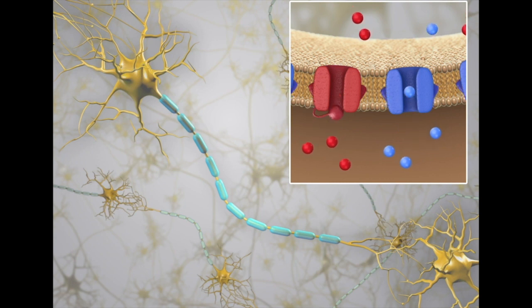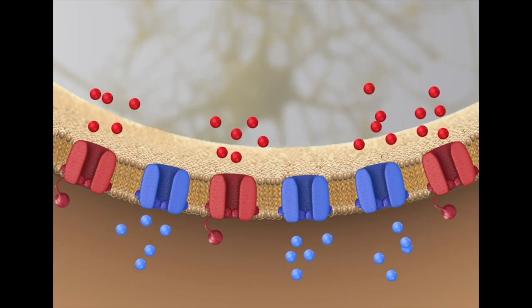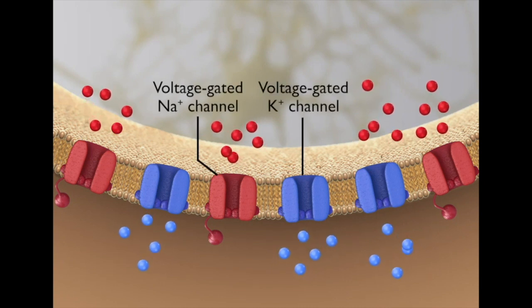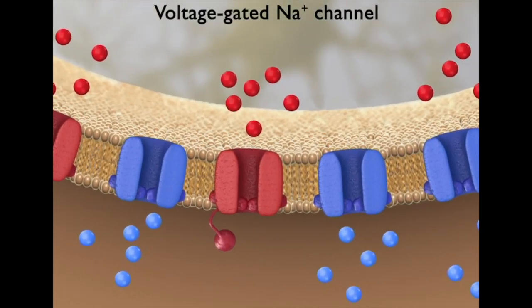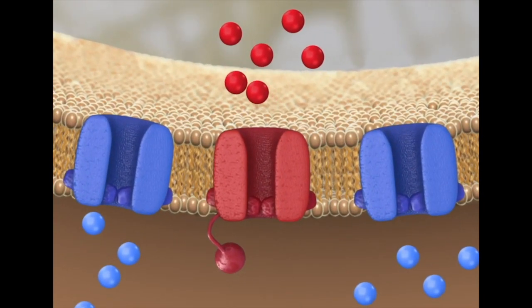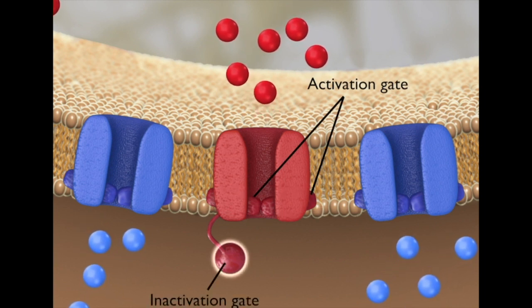The sodium and potassium ion channels involved in the generation of an action potential open and close in response to changes to the membrane potential, or voltage. Thus, these channels are voltage-gated. The voltage-gated sodium channel has two distinct gates. One is an activation gate. The other is an inactivation gate.